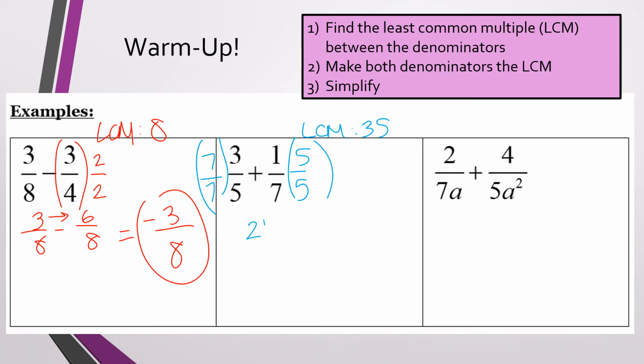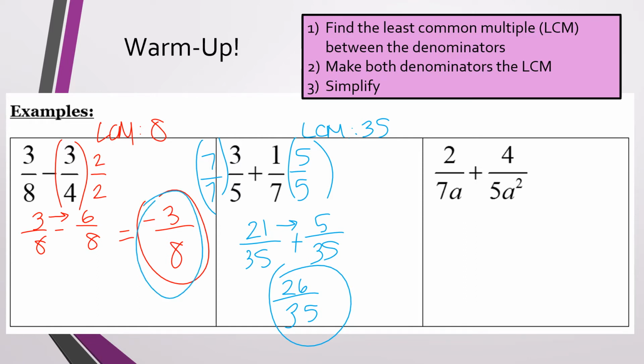So my new expression here, 7 times 3 is 21 over 35. 1 times 5 is 5 over 35, and then I would add across. So 21 plus 5 is 26, and then I get 26 over 35. And I could not reduce this one or this one, so it just stays the same.